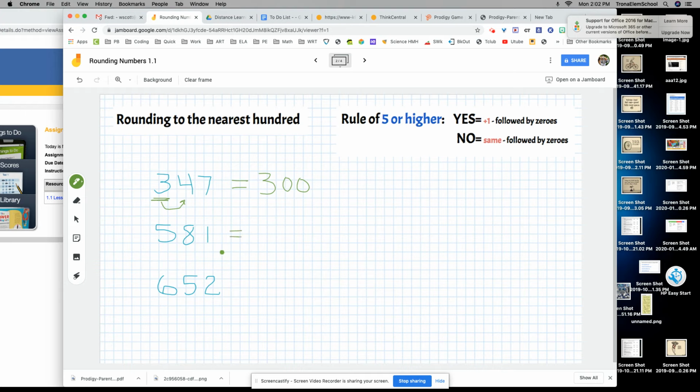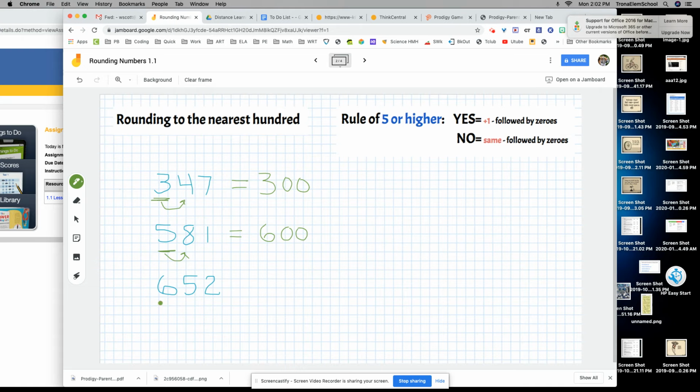You can do the same thing here with 581. We're rounding to the nearest hundred, so the hundreds number gets underlined. And we look to the right. We look at that first number, 8. Is the 8 5 or higher? Well, yes, it is. So that means my hundreds number, the 5, will go up by 1. So instead of writing 5, I'm going to write 6, and then 8 and 1 become the zeros. So it is 600. 581 rounded to the nearest hundred is going to be 600.